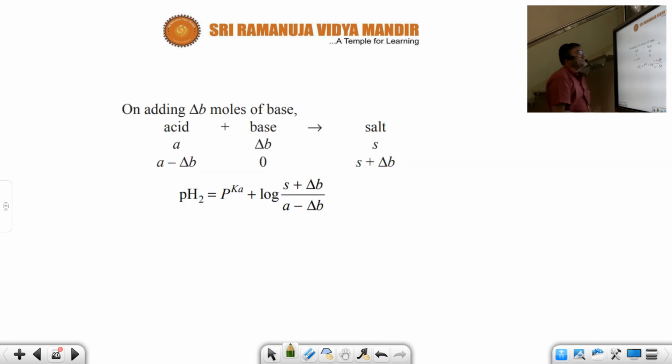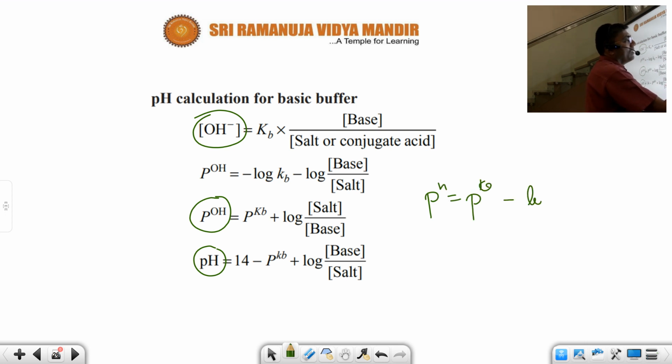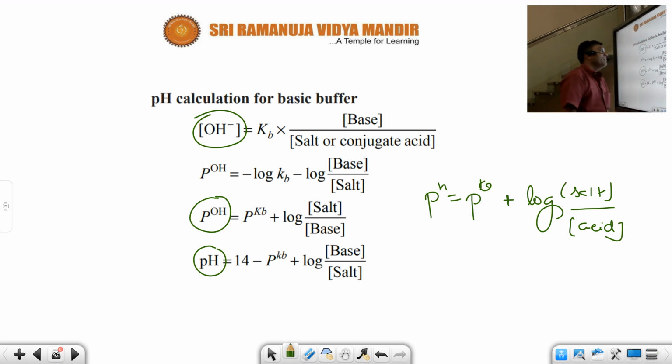Now in the other case, if you take acidic buffer, pH is equal to pKa plus log salt by acid. Salt by acid. This is acidic buffer. But in basic buffer you get pOH, and you must remember, students make mistakes because they take this as pH, so it's wrong. So mind you.